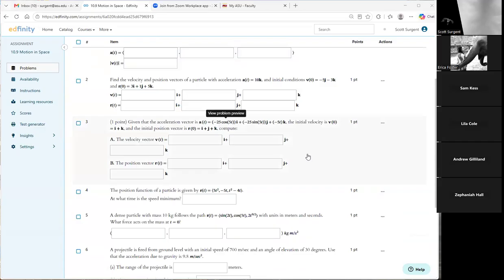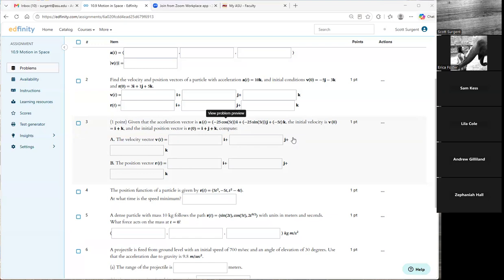So 10.9 number 3, I've highlighted it. It says given that the acceleration vector of an object is negative 25 cos 5t, comma, negative 25 sine 5t, comma, negative 5t. The initial velocity is v naught equals i plus k, and the initial position vector is r naught is i plus j plus k. Let's compute the complete velocity and position vector.